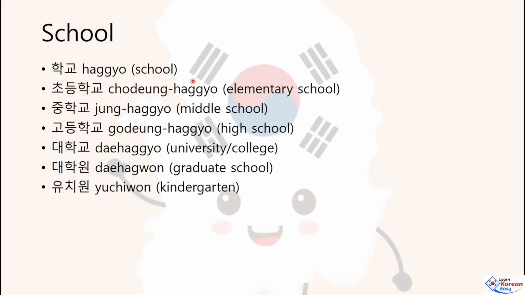학교, school. 초등학교, elementary school. 중학교, middle school. 고등학교, high school. 대학교, which is university or college. 대학원, graduate school. 유치원, kindergarten. Good.